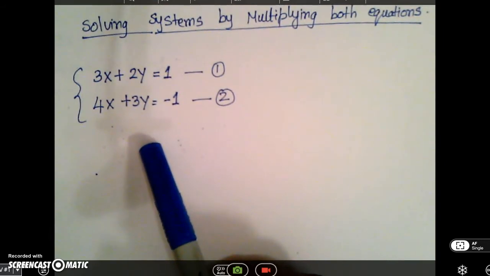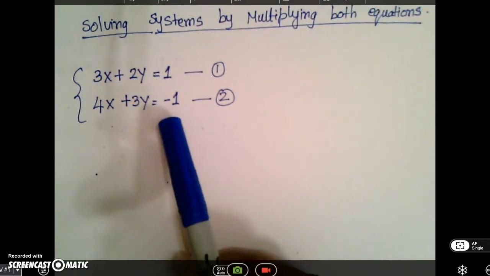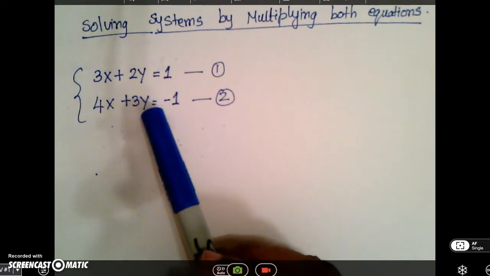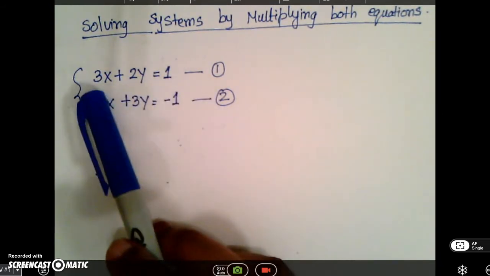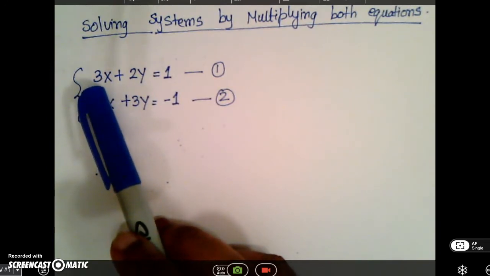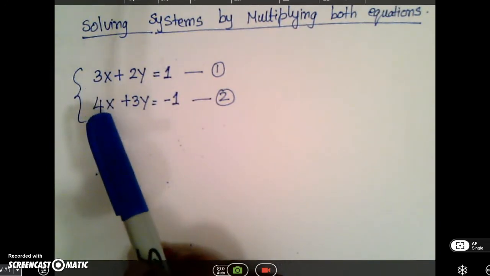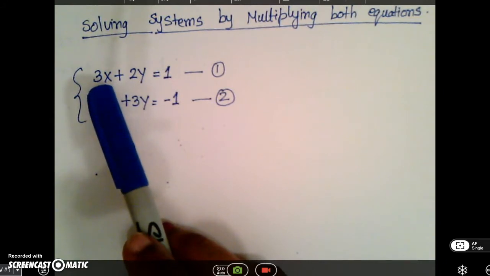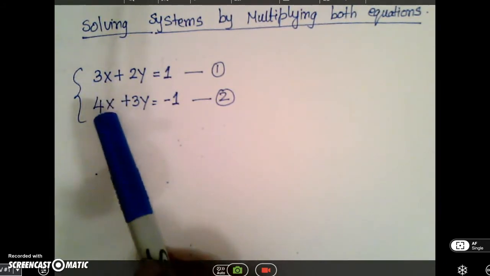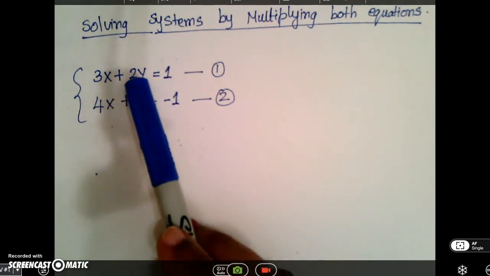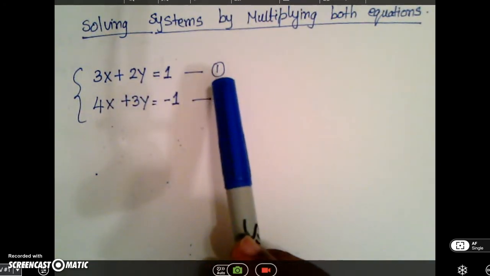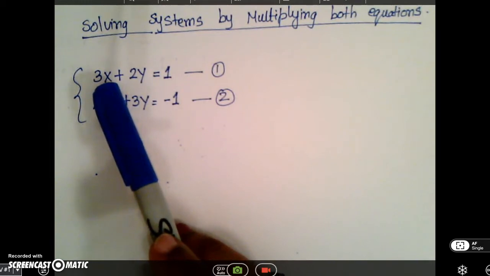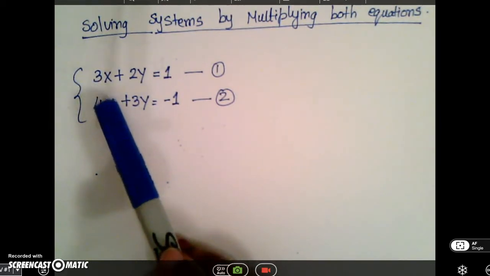For me to change one of the equations, I should have a promising variable. For example, if I look at the first equation, I have a coefficient of 3 for x. The 3, I cannot change it to a 4 just by multiplying it by a whole number. Similarly, the 2, I cannot change it to a 3 just by multiplying it by a whole number. So if I want to eliminate the x, I should either be able to change the 3 to a 4 or a 4 to a 3.